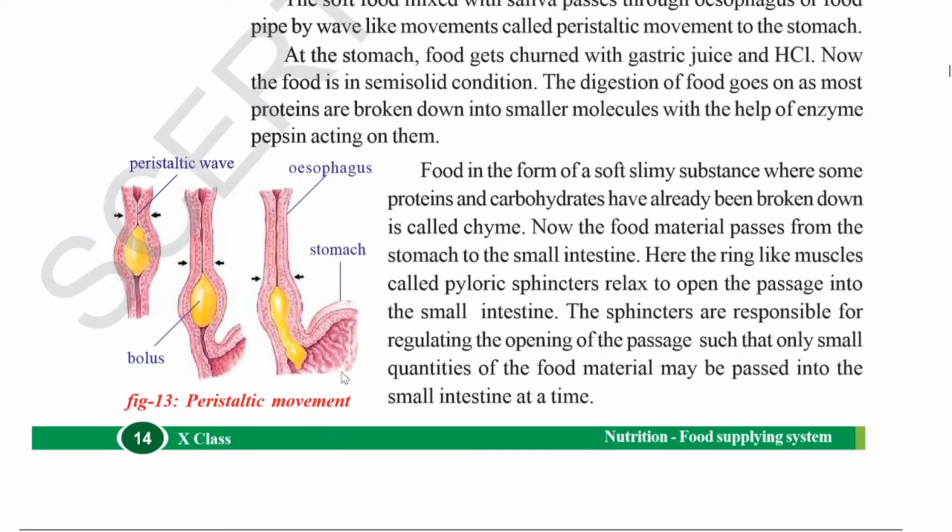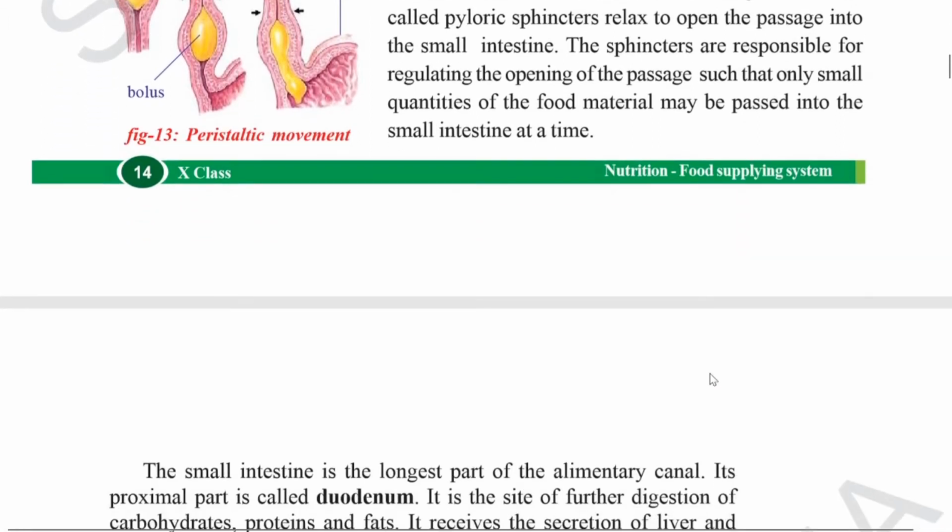Now from the stomach it has to enter into the small intestine. The first part or the proximal part of the small intestine is called the duodenum. Only a small amount of food at a time is passed into the small intestine by the sphincter muscles or the pyloric muscles and passes through the small intestine. The sphincters are responsible for regulating the opening of the passage such that only a small quantity of food materials may be passed into the small intestine at a time.